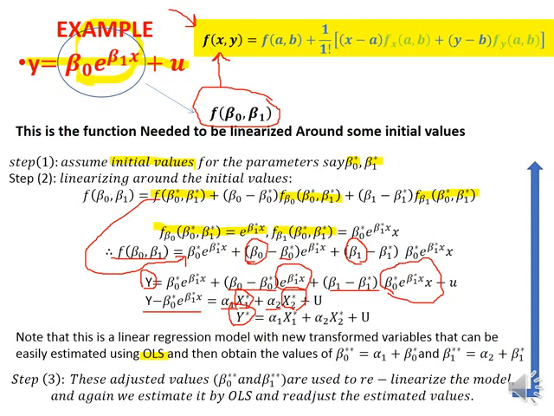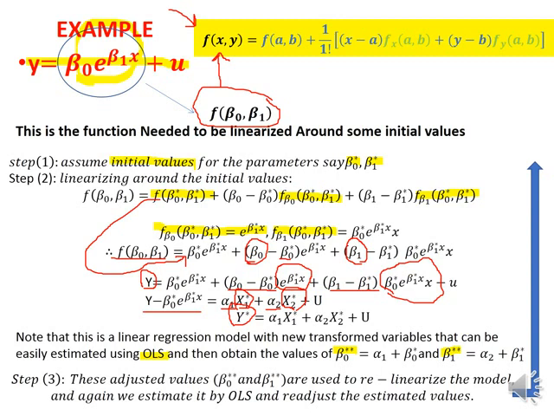How? We said beta naught minus beta naught star equals alpha 1. So simply beta naught equals alpha 1 plus beta naught star. And we said beta 1 minus beta 1 star equals alpha 2. So simply beta 1 equals alpha 2 plus beta 1 star. So we will fit this model using the OLS, and then we will obtain the new values of the coefficients beta 1 and beta naught by using alpha 1 and alpha 2.